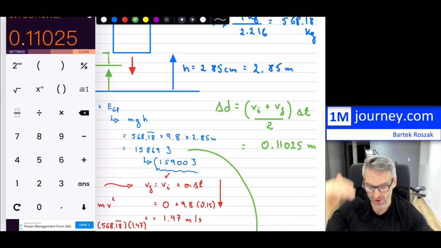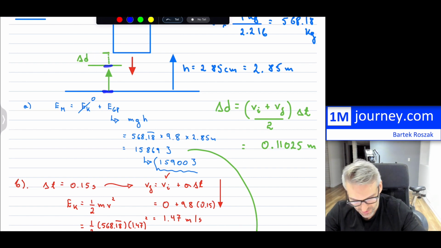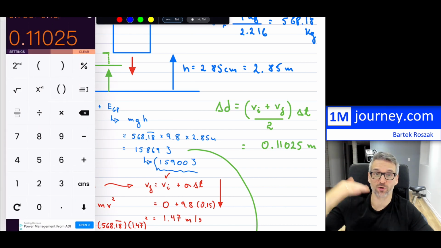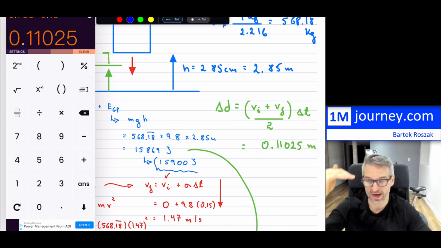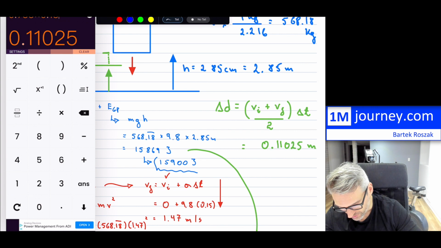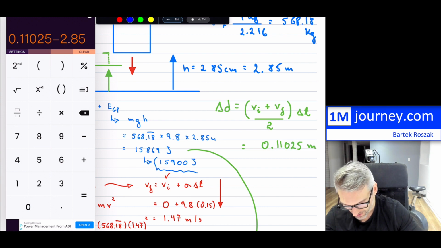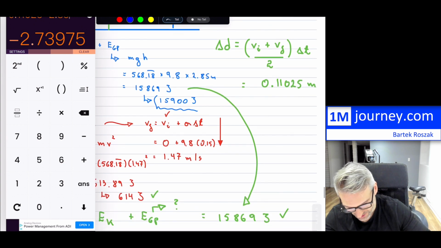This is how much it has fallen within here. So that's this right there. But we need to know this from here to here. So what that would be is we would have to take the original, which is 2 meters 85, minus this. Since I have this already on the calculator, I put minus 2.85, hit equals. So this is how much still remains to be able to fall.